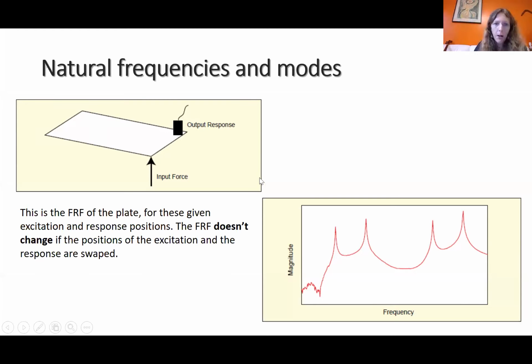Okay, so you get the same frequency response if you invert the two, if you swap the two positions back and forth. I told you that when you have a peak, it's called a resonance or a mode. Here, in this frequency range, we can identify 4 modes for this rectangular plate excited at this corner.